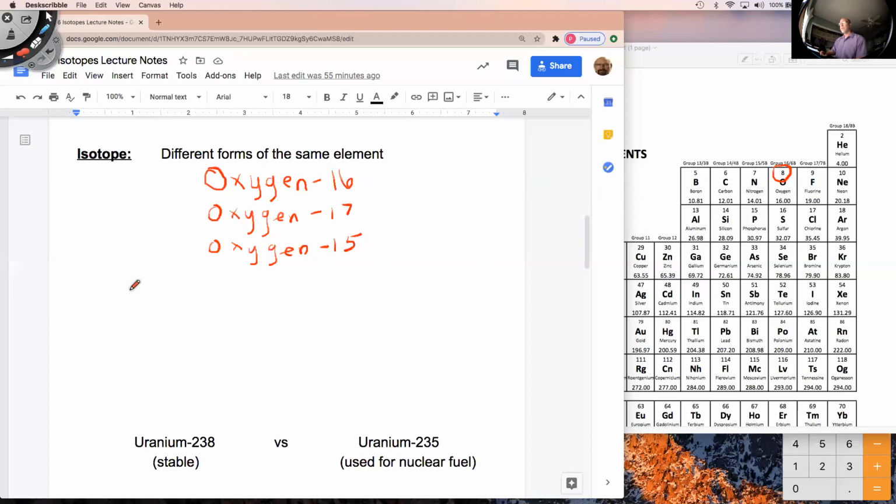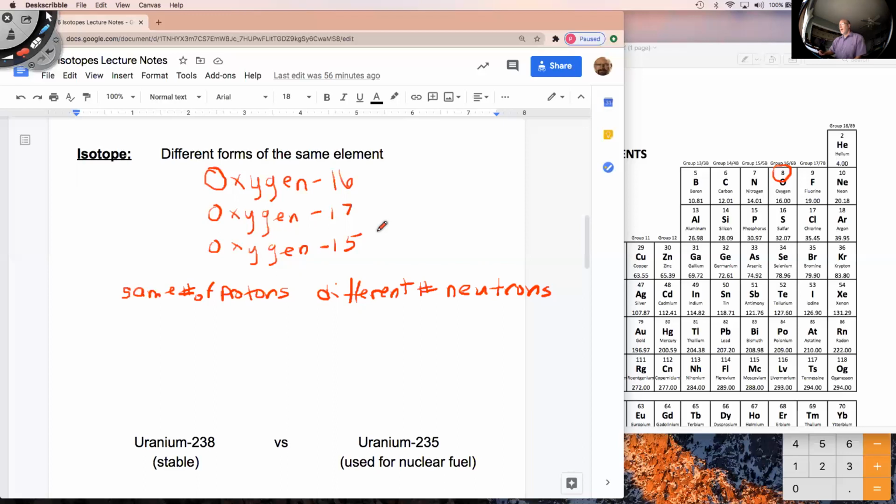So isotopes have the same number of protons, but they have different numbers of neutrons. And that's the difference between these. All of these will have 8 protons, but the number of neutrons is going to vary depending on the type. So just like the Coca-Cola, they're the same, but they're kind of different.